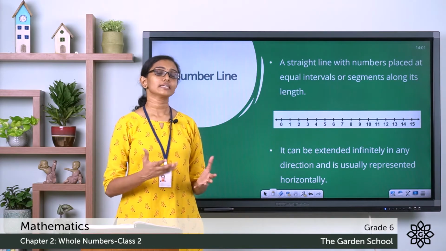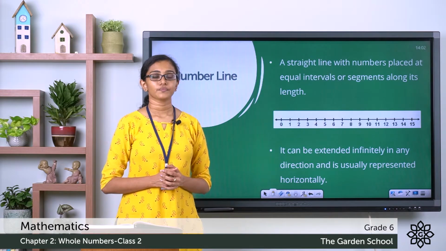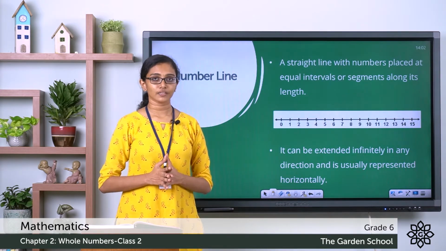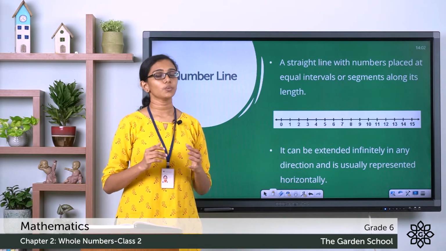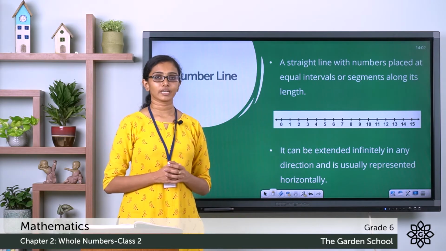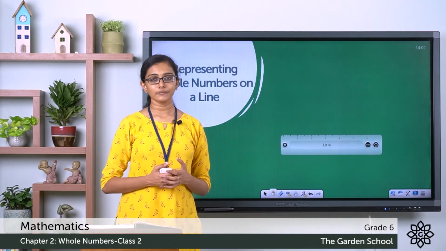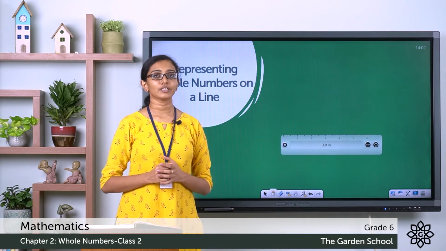So how do you draw a number line to represent whole numbers? And what are whole numbers? The collection of numbers starting from 0 to infinity. Those are called whole numbers. So how do you represent whole numbers on a number line? Let's see how. For this, you are going to need your ruler and a pencil. Do you have your notebook with you? Let's draw a number line to represent whole numbers now.